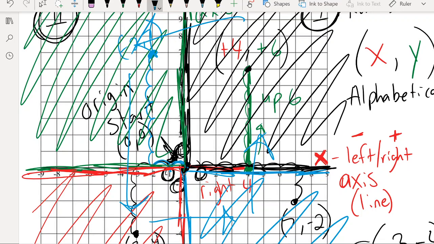Top right is quadrant 1, top left is quadrant 2, bottom left is quadrant 3, and bottom right is quadrant 4.